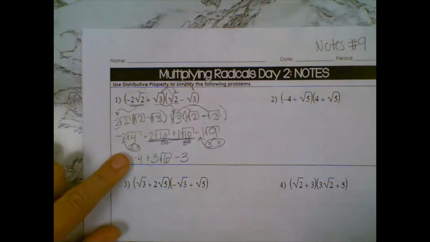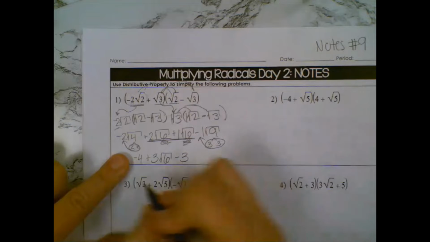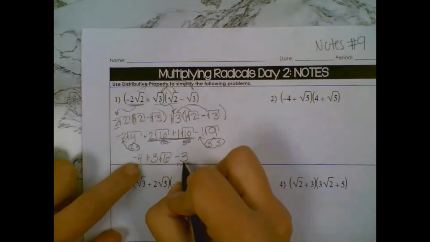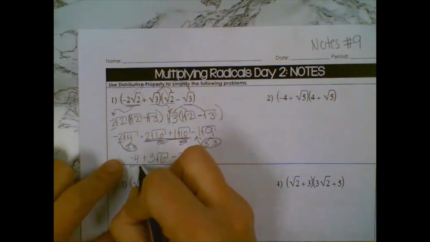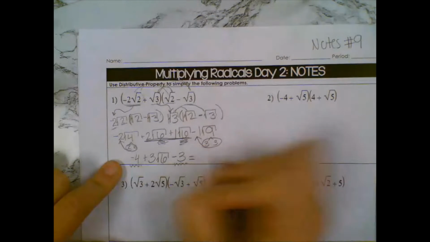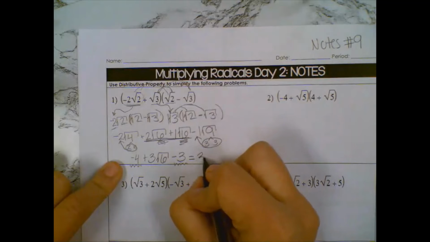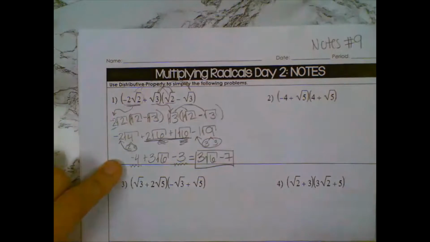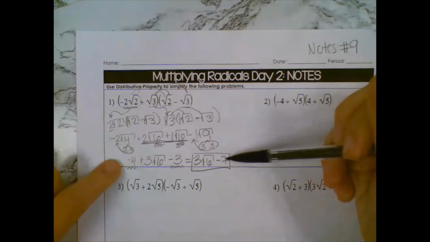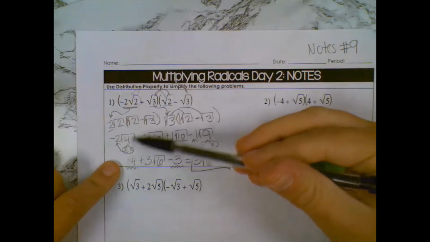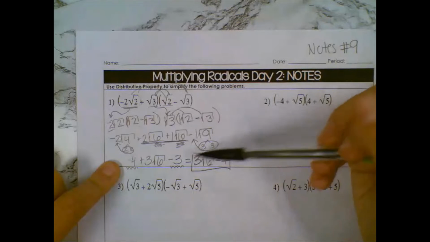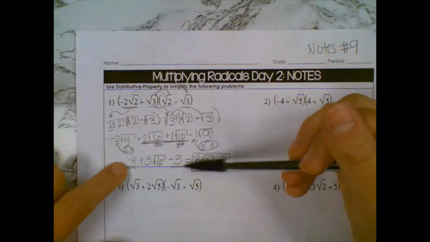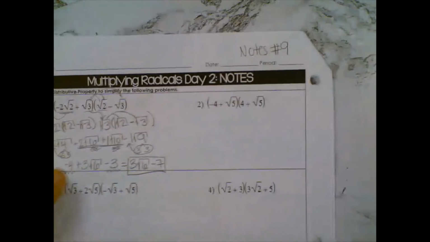Now, careful. This is not your final answer, because if you look, I had two perfect squares, which means now I have two constants that can be added together. -4 and -3 is going to equal -7. So this becomes 3 root 6 minus 7, and that is our final answer. When we have these bigger multiplication problems, oftentimes you'll have like terms revealed later and you'll have to combine again for a second time. So we combined here and then we had to combine again after simplifying.